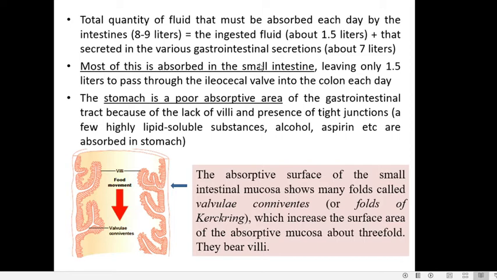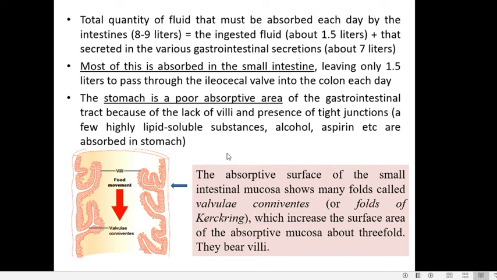the pancreatic juice, the bile, etc. And most of these substances are to be reabsorbed. So the total quantity of fluid that is to be absorbed each day by our intestine amounts to about 8 to 9 liters. And most of this is absorbed in the small intestine itself. Only 1.5 liters will pass into the large intestine from the small intestine, and the rest is absorbed in the small intestine. So we have to understand that the small intestine is the prime place of absorption of nutrients.